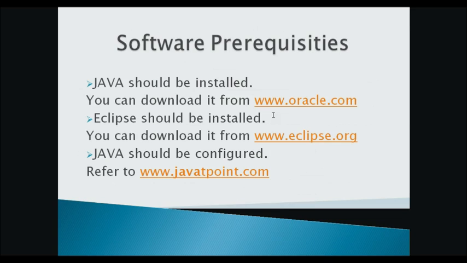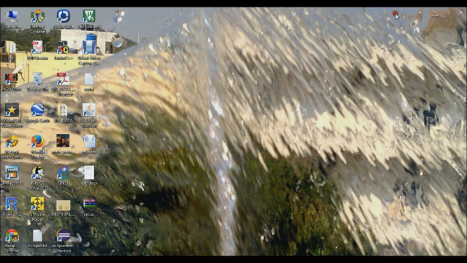Some of the prerequisites we have assumed: the system should have Java pre-installed. If it is not installed, it can be downloaded from www.oracle.com, and we also expect that Eclipse should be installed. If not, it can be downloaded from www.eclipse.org, and also we expect that Java should be configured. The configuration can be seen in www.javatpoint.com. Now I will show the installation procedure of Selenium RC server.